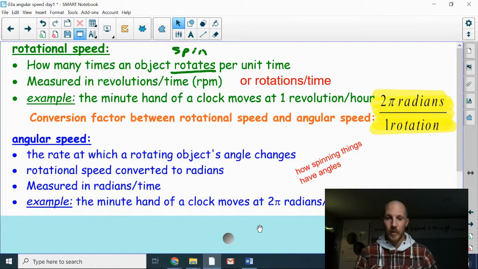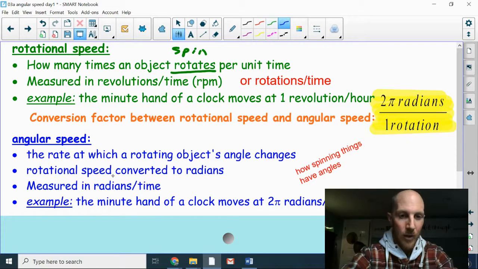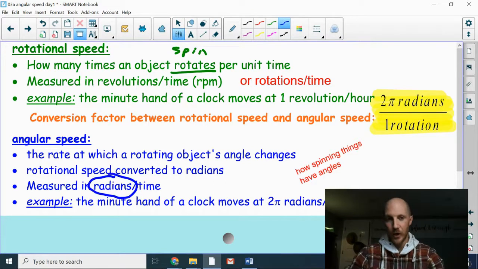So maybe a better way to describe this is just with the next bullet point. It's like rotational speed, except it is using different units. So instead of describing this in terms of complete rotations or complete revolutions, like we do in the rotational speed at the top, now we're going to measure how many radians the object rotates through per unit time. Okay, so angular speed is measured in radians per unit time. The time unit can change. Maybe we use seconds or minutes or hours or days or whatever. But angular speed will always be measured in radians. This word does not ever change.